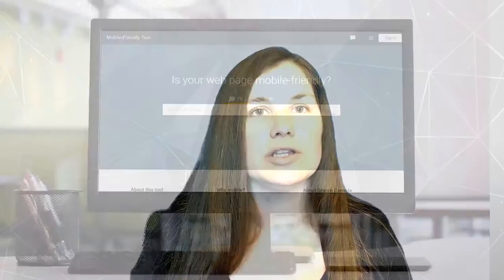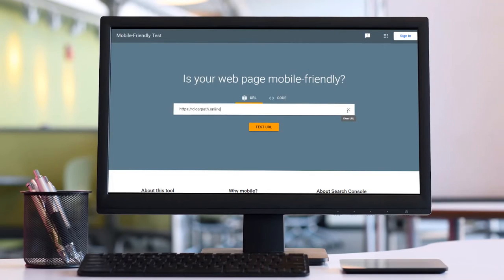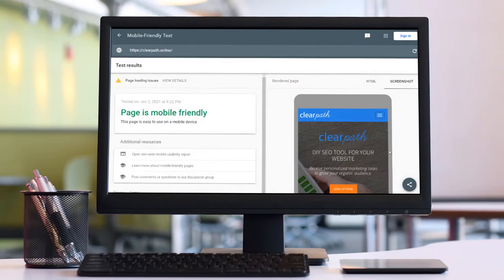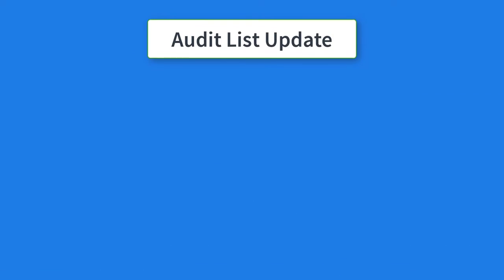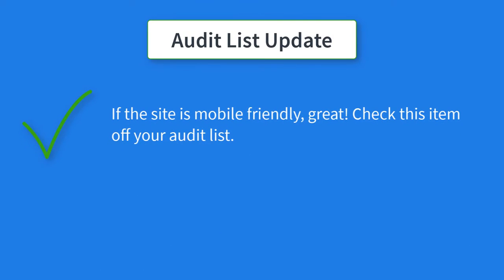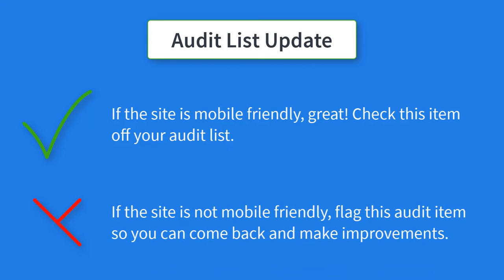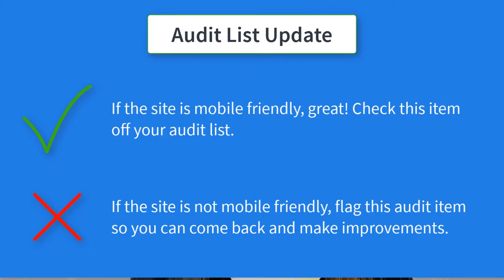First is mobile friendly. Make sure your website looks good on mobile devices as well as desktop. If you aren't sure, you can use the Google Mobile Friendly test to find out if your website is mobile friendly. To update your audit list, if the site is mobile friendly, great, check this item off your audit list. If the site is not mobile friendly, flag this audit item so you can come back and make improvements.